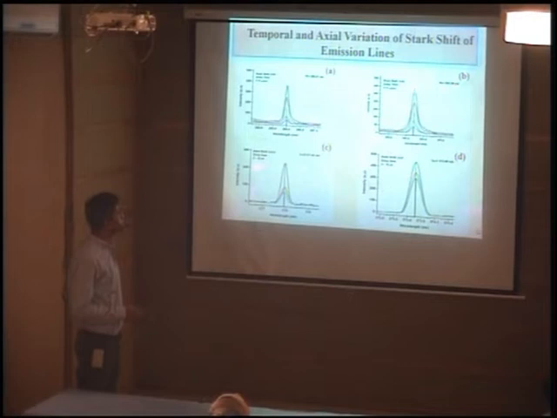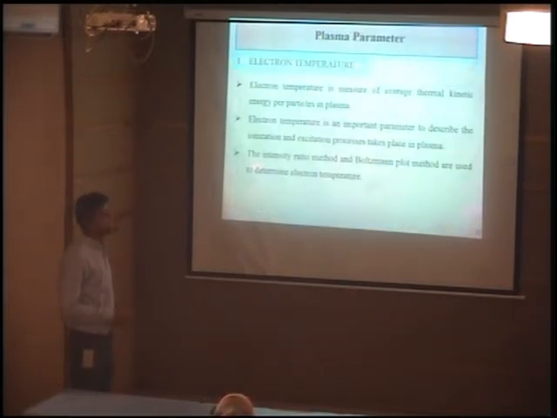Meanwhile, in figure B, we have observed a 0.02 shift, while in figure C, we have observed 0.013 for calcium ion 317.93. For D, calcium ion 373.69, we have observed a 0.01 nanometer Stark shift.